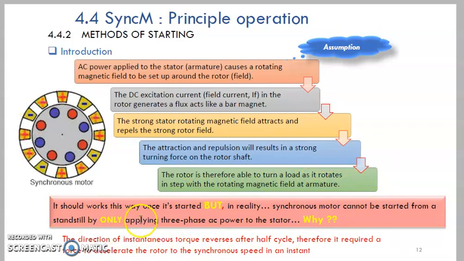It should work this way once it has started, but a synchronous motor cannot be started from a standstill by only applying the 3-phase AC power source. Why? Because the direction of instantaneous torque reverses every half cycle, so it requires a force to accelerate the rotor to synchronous speed in an instant. So you have a rotating 3-phase field, followed by the internal generated bar to follow the speed.